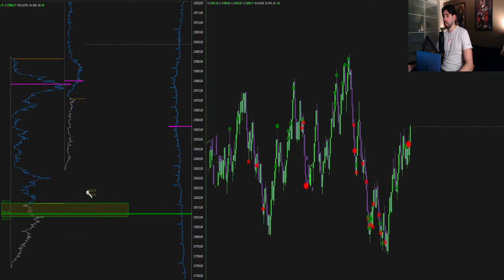If sellers enter aggressively, say here, and aggressive buyers step in here, that's your confirmation. One side losing, the other side winning. And the candle has to close above the aggressive buyers. That's how you know. That's a confirmation.